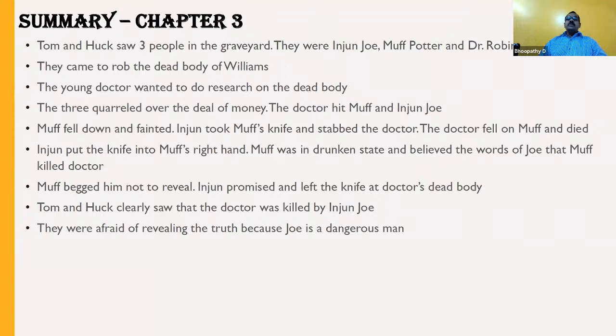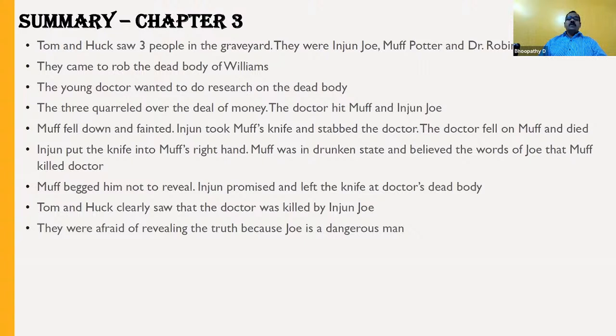The young doctor wanted to do research on the dead body. The three quarreled over the deal of money. They demanded extra money for carrying the dead body of Williams to doctor's house. The doctor was not ready to give. So a small fight among the three, a conflict. The doctor first hit Muff and Injun Joe, then both of them fell down. Injun Joe got up immediately and took the knife of Muff Potter and stabbed the doctor. So the doctor was killed. He fell down on the body of Muff.